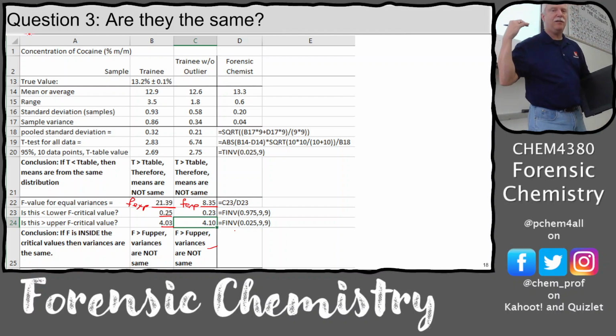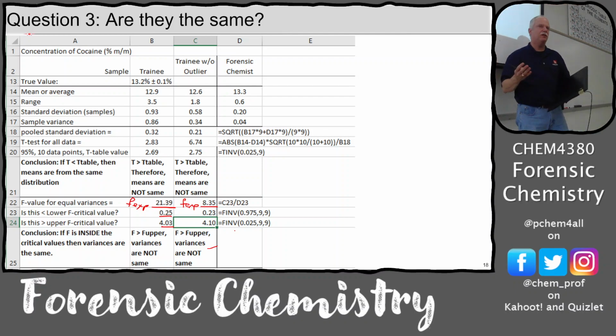So these are the statistical ways to capture what you saw at the very beginning. We looked at that data. The trainee's data was all over the place. It went from 11 to 15, lots of 12s, a few 13s. It did kind of capture the true value, but the scatter was all over the place. You looked at the forensic chemist. The data was really tight. Four of those values were right on the true value or accepted value. So we knew that the trainee was much less precise.